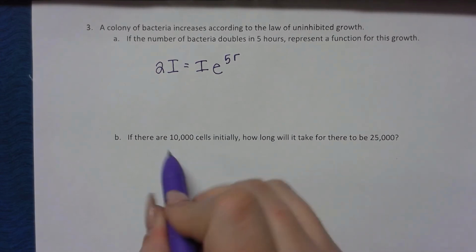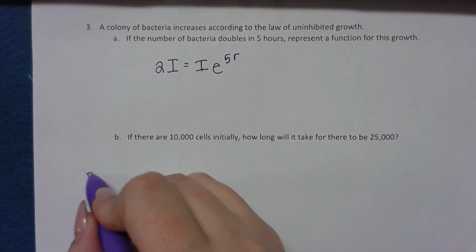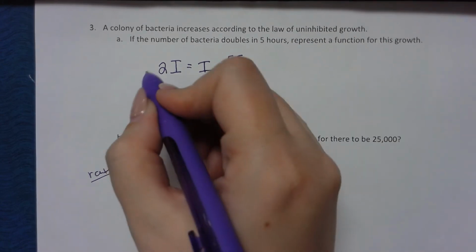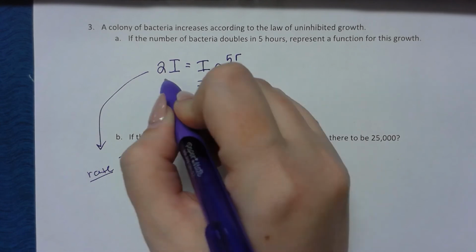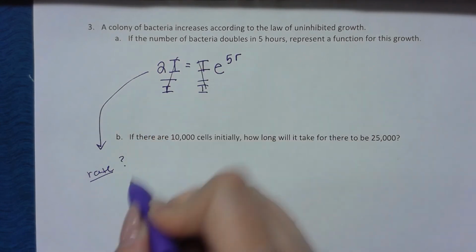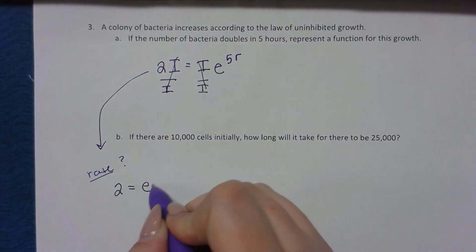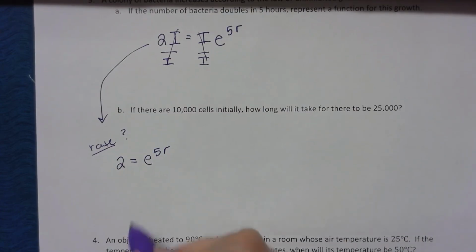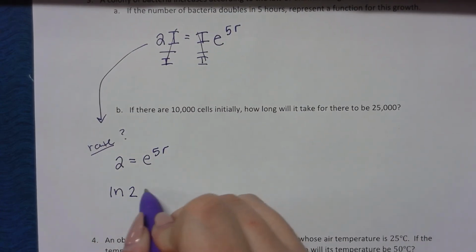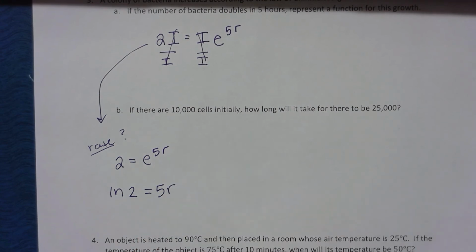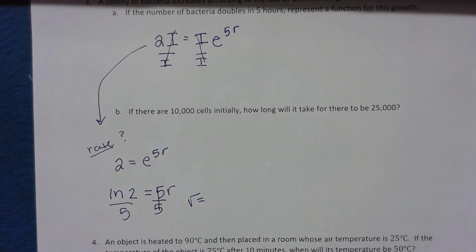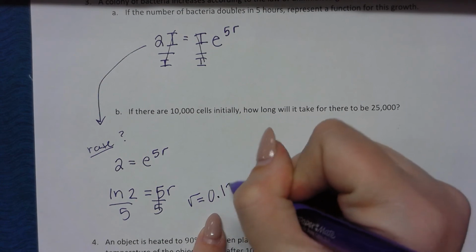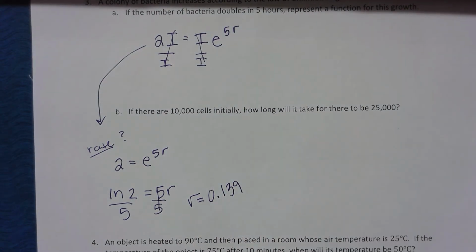25,000? So if I want to know this answer, I better know the rate first. So I'm going to have to use this to help me find the rate. Our first step is divide by I. So I get 2 equals e to the 5r. Change to ln. ln of 2 equals 5r. Divide by 5. Store that.